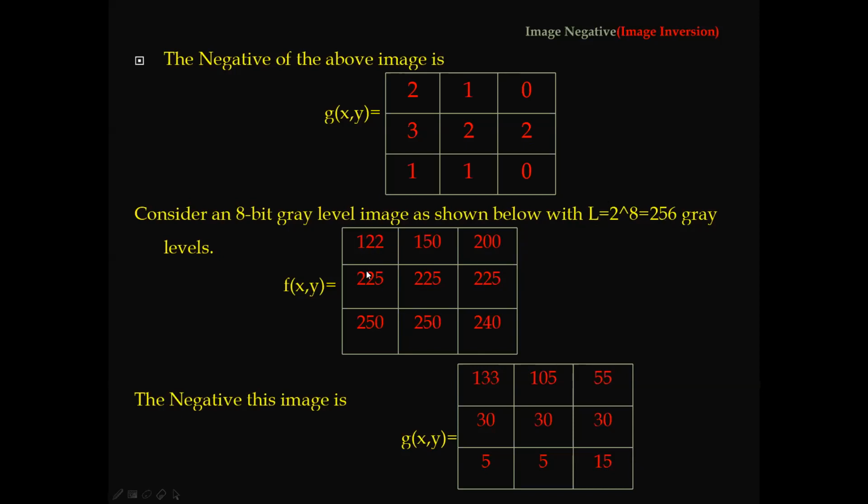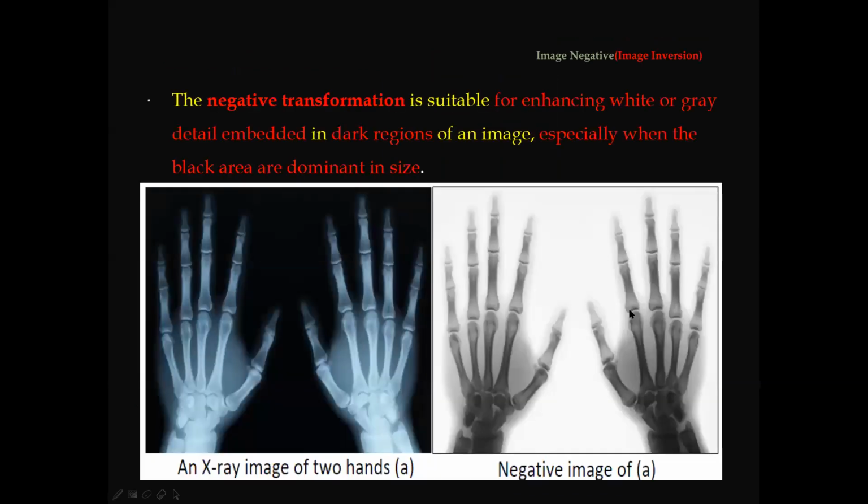Small r values are given and the L value is there, so you can compute the s values. The s values are 133, 105, 55, 30, 30, 30, 5, 5, 15. So like that you can calculate the negative of an image.